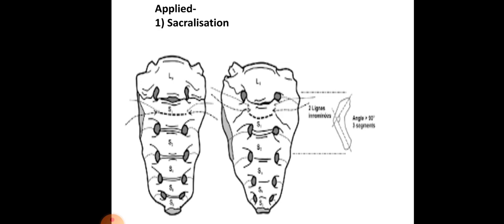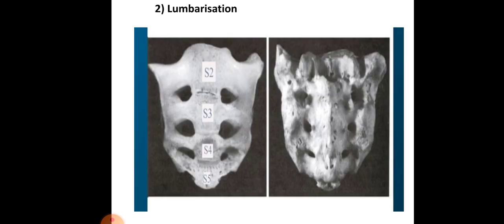Now come to the applied. First is sacralization. In this, the L5 vertebra fuses with the sacrum. This is known as sacralization. The opposite is lumbarization. In this, the S1 vertebra fuses with the L5 vertebra. So in the sacrum we have only 4 sacral vertebrae, marked as S2, S3, S4, S5 in this image.